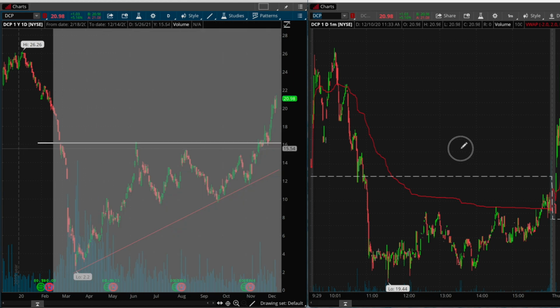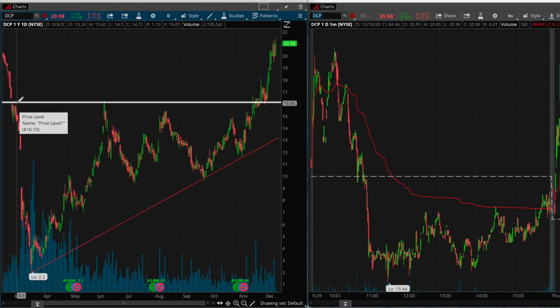Another way that you can look to do this is by looking at past lines of support and resistance. And if we take a look at this white line here, this was an area of resistance in the past on a few different occasions. And one very important thing about resistance is that a past line of resistance that has been broken through, just like we see here with DCP, can then turn into a level of support.